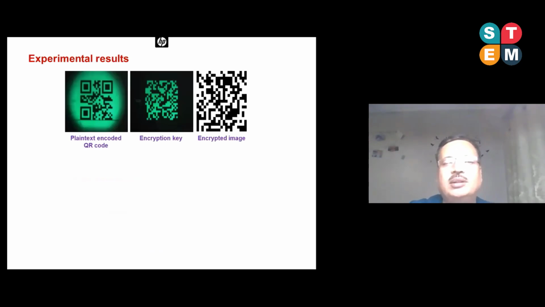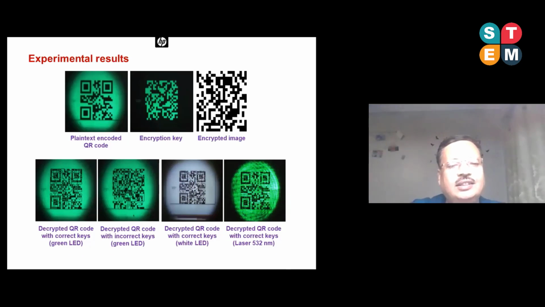I'll show you some experimental results. This is the plain text encoded QR code. This is the encryption key, and this is the encrypted image. I'm showing one of the QR codes, not all. And these are the results. The very important thing to notice is that I'm showing the results with the green LED. This is the decrypted QR code with incorrect keys. This is with the correct keys. This is with incorrect keys. You can see that the original information is not decoded correctly.